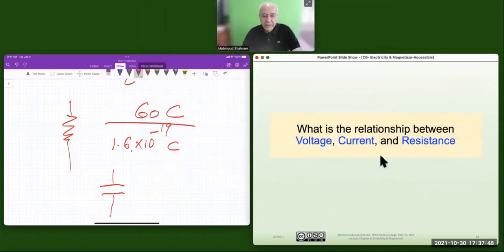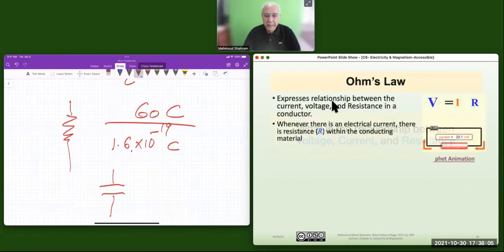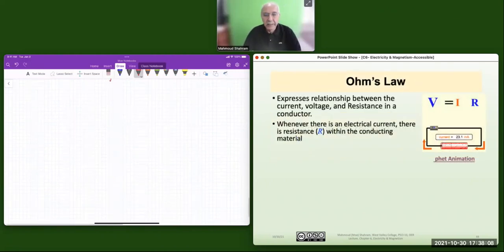Okay, now we get to a point where we can talk about the relationship between these parameters that we learned. We talked about voltage, current, and resistance. How do they relate to each other? Very simple. That was discovered by Ohm, and it's called Ohm's law. The relationship is very simple. The voltage is equal to current times resistance in a circuit.